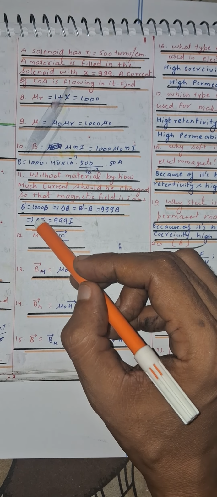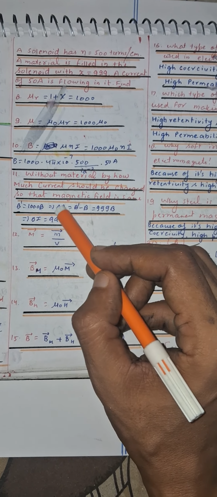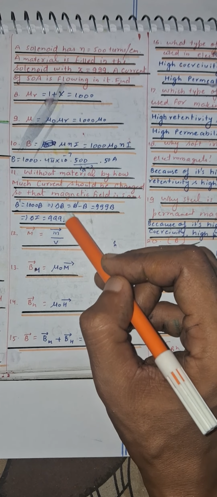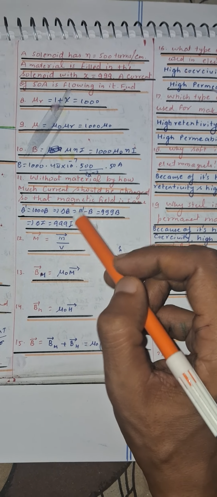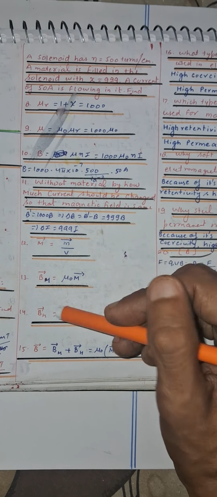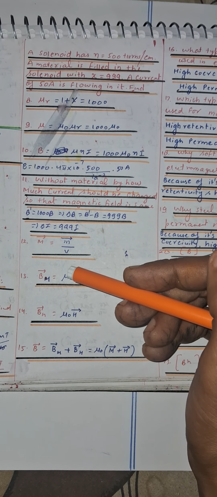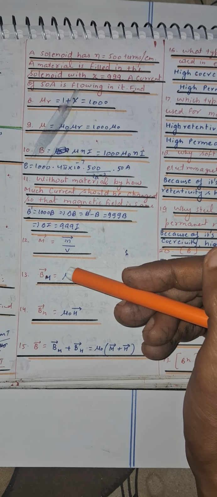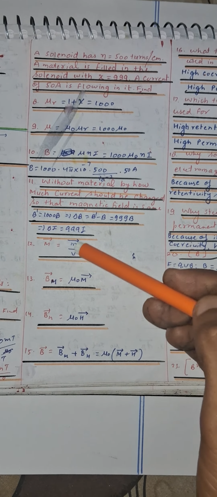Correspondingly, the change in current, because it is proportional, delta B will be proportional to delta I. So we can say that delta I will be 999 times I. That means if you want to have the same magnetic field without the material, you will have to increase the current by 999 times.